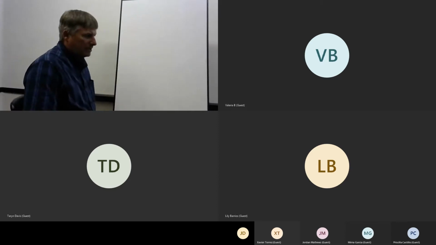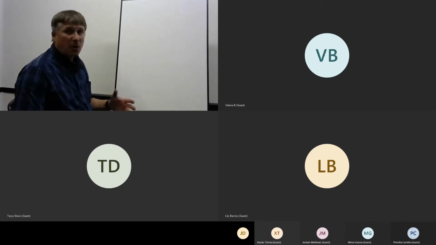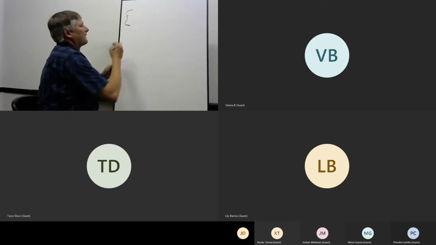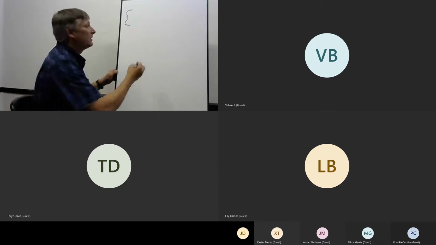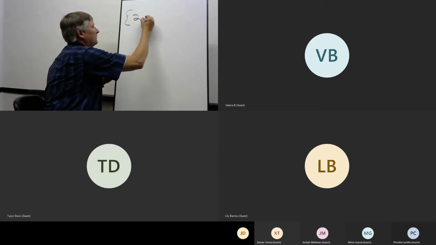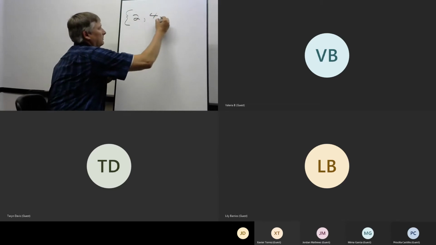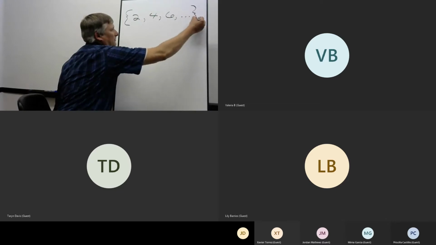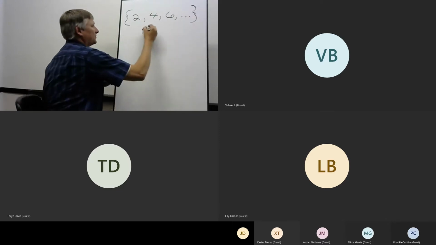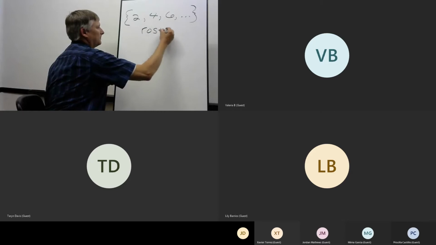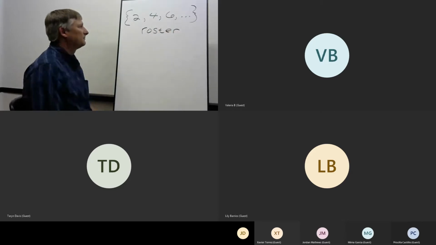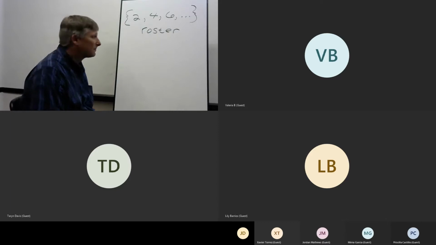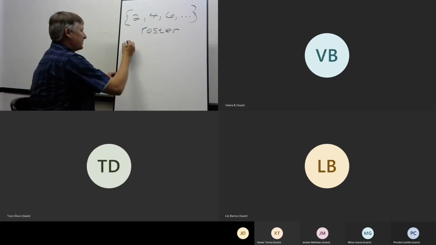So if you wanted to say the set of all real numbers, not all real numbers, I'm sorry, the set of positive even numbers, we would write something like this. This is called roster notation. Now, if we're talking set builder notation, we would say something like this.